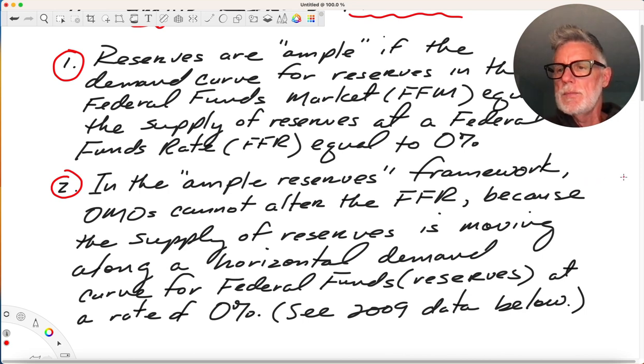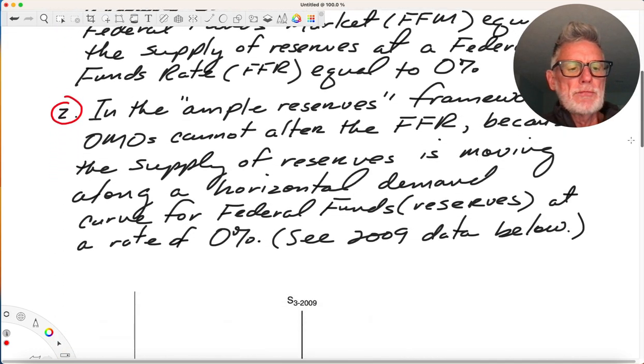All right, so open market operations, when the Fed buys bonds, that shifts the supply curve to the right. But if the demand curve is flat, no change in interest rate. And if the Fed were to sell off bonds, that would shift the supply curve for reserves to the left. But again, we're on a horizontal demand curve, and you can't move the federal funds market. Okay, so that's a key idea in an ample reserves framework.